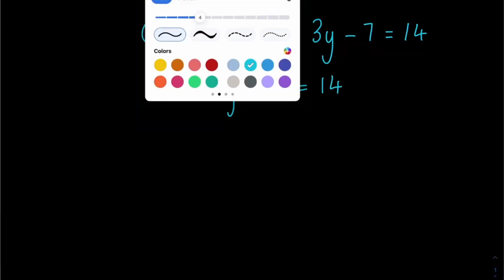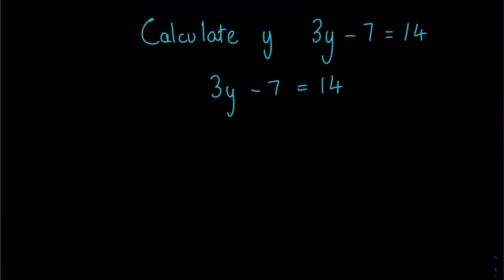Just like in the last example, the only thing I want on this side is y. Because this is a subtract 7, I need to add 7 to both sides. If I add 7 to both sides, that's going to get me 3y minus 7 plus 7. The 7's are going to cancel out. So that gets me 3y is equal to 21.